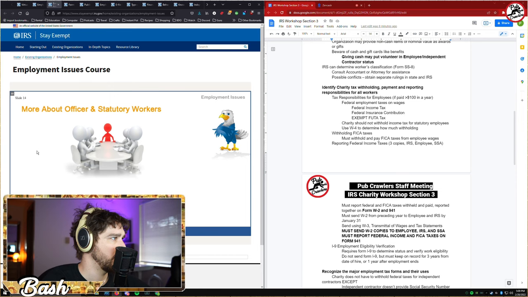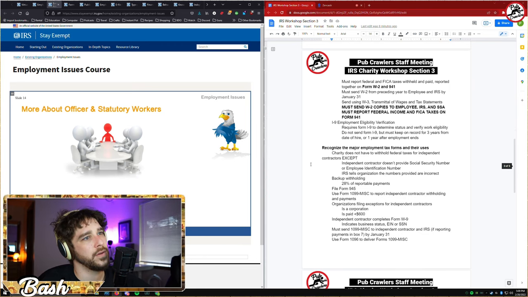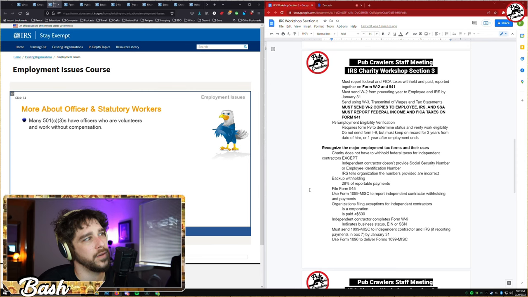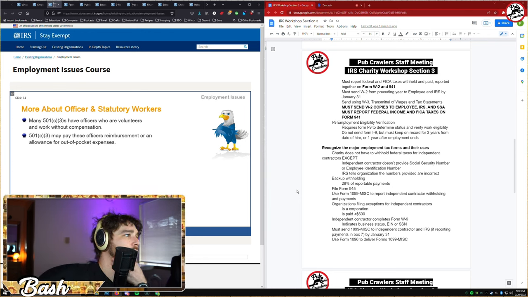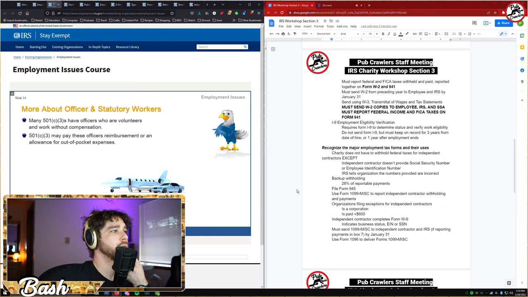More broadly, the term officers for federal tax purposes includes anyone who holds a position of trust, authority, or command within an organization. Note that many 501c3s have officers who are volunteers and work without compensation. The 501c3 may pay these officers reimbursement or an allowance for out-of-pocket expenses. So, if the 501c3 requires an officer to attend a convention representing the 501c3, they might pay for the trip. Similarly, a 501c3 may provide a monthly allowance to an officer for automobile use.